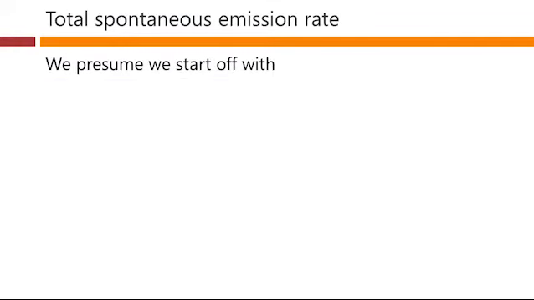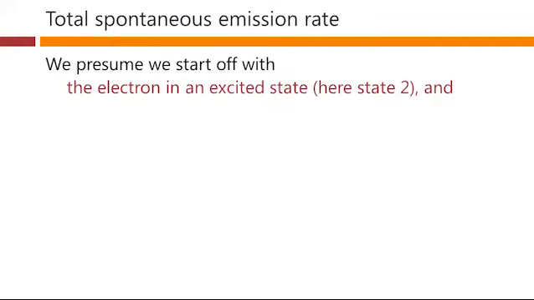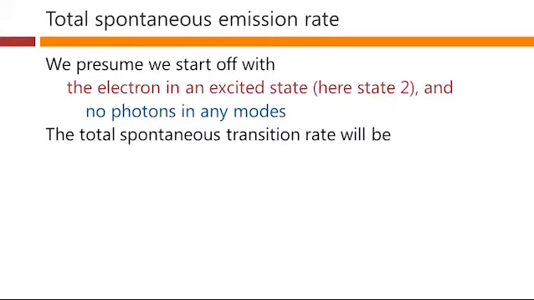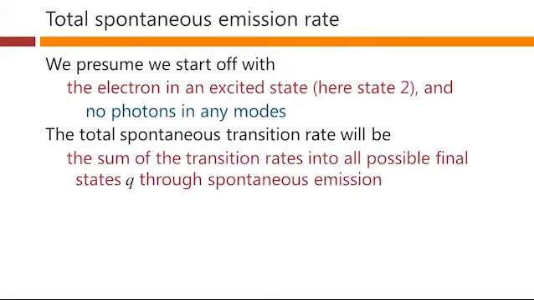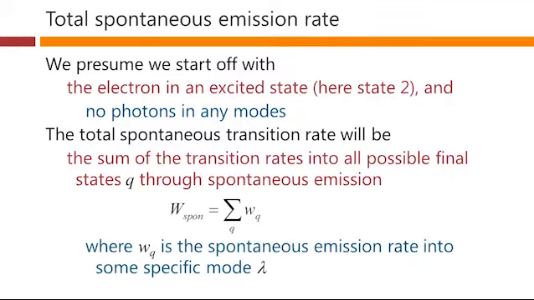We presume that we start off with the electron in an excited state, state 2, and no photons in any modes. The total spontaneous transition rate will be the sum of the transition rates into all possible final states through spontaneous emission. So we'll be summing over all the possible final states, and we'll have to look at the transition rates into those. And in our case here, the different possible final states will correspond to spontaneous emission into different specific modes lambda.